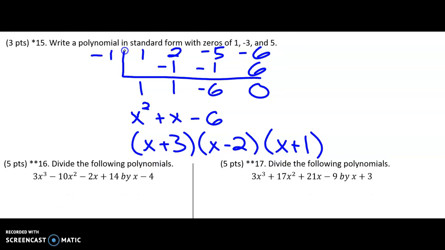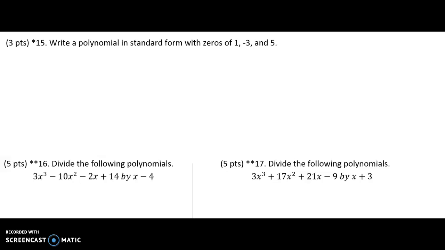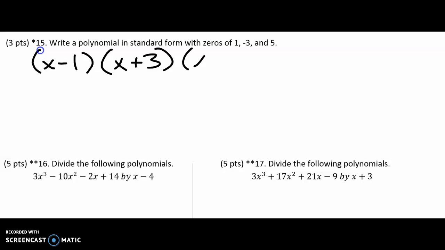Number 15, right in standard form here. So you start with zeros. Remember, when you start with zeros, you go to factor form, then standard form. So factor form should be pretty simple. It's just the opposites of what you see. So I see a +1 there, the opposite would be a -1. I see a -3, opposite, +3. Then I see a +5, opposite would be a -5.